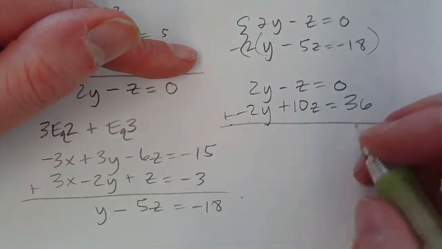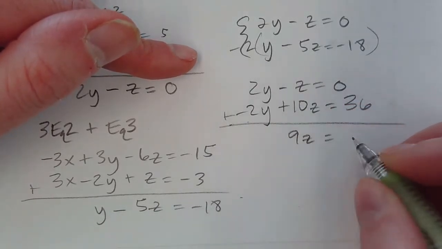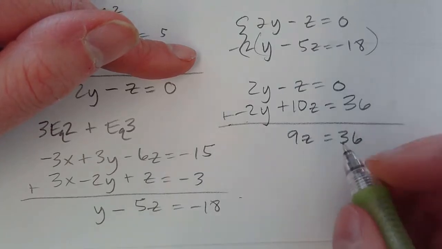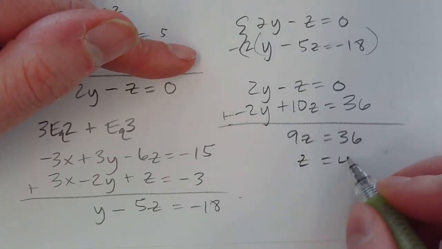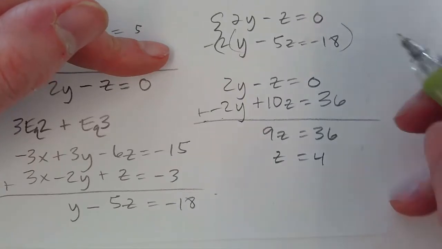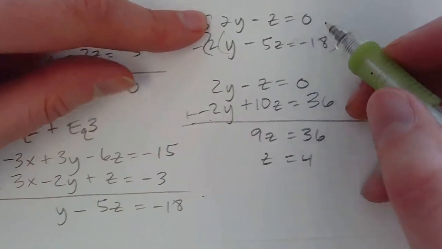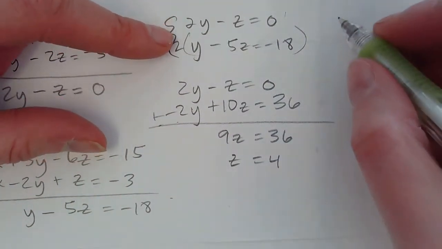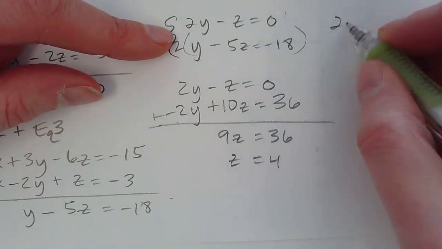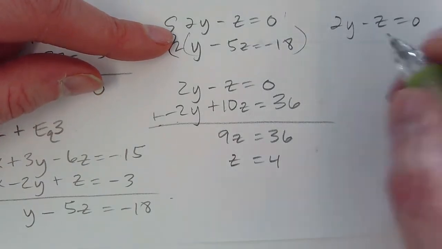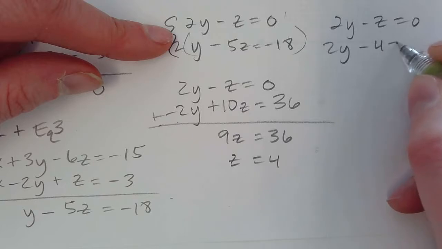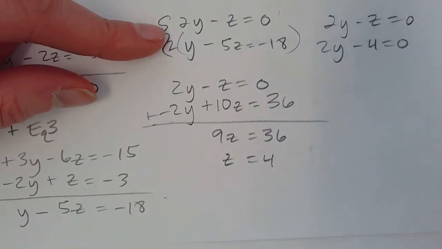So when we add together, now my y's eliminate, and I have 9z equals 36, which means that z equals 4. So then once I find z, I want to go back to this system and find y. So I'm going to use 2y minus z equals 0. And I'm going to solve that. So I put the 4 in for z.